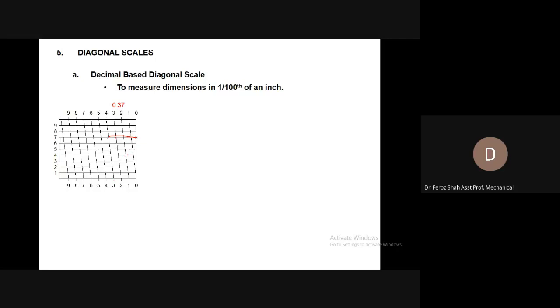So this measurement should be taken with the help of the compass, and keeping the opening of the compass the same, you can place this measurement over the line or over the area. So that would measure 0.37.